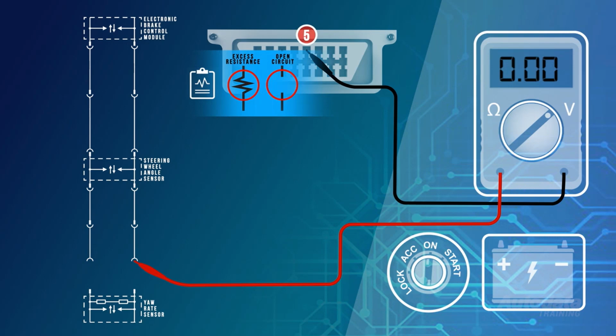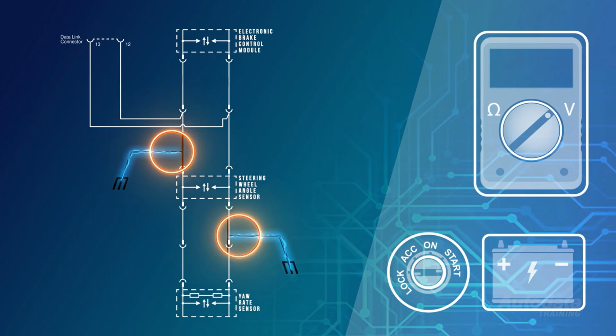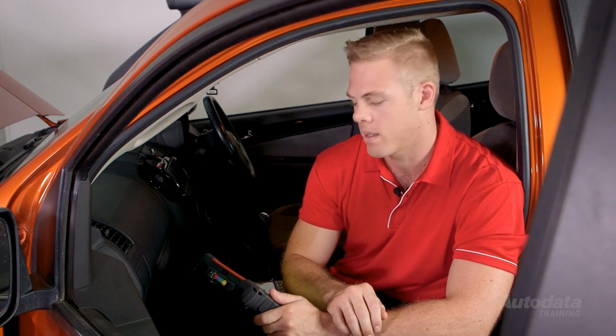or excess resistance. Again, be aware that a short to ground within either circuit will cause other communication codes and may even cause the network to go offline. Any codes relating to short to voltage or ground within the communication circuit should be diagnosed first. Please watch our other in-depth training modules on these procedures.